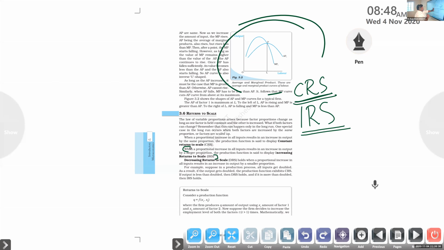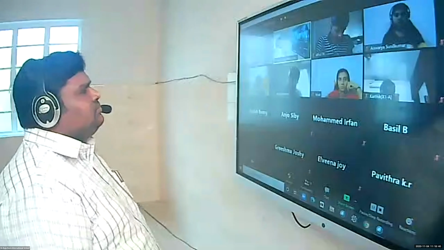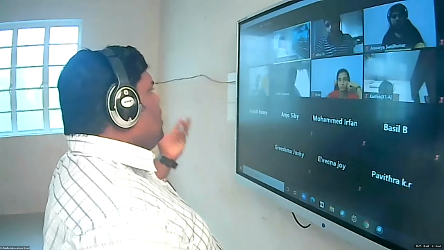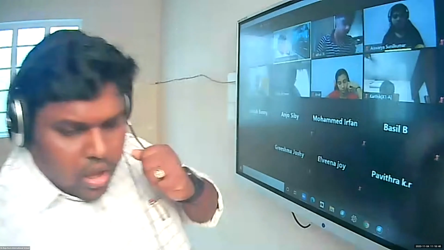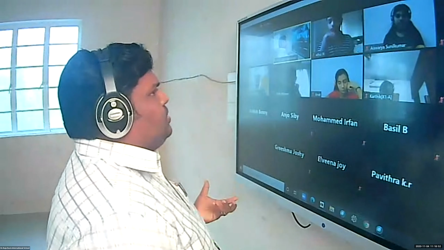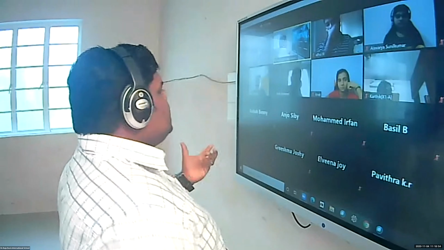Okay, next one, we are discussing another one, decreasing returns to scale. You know that. What is that? Can anyone tell me what is decreasing returns to scale? Output would be less than the input. Definitely. The proportion of the output is less than the proportion of the input. Clear or not? So easily we can understand.